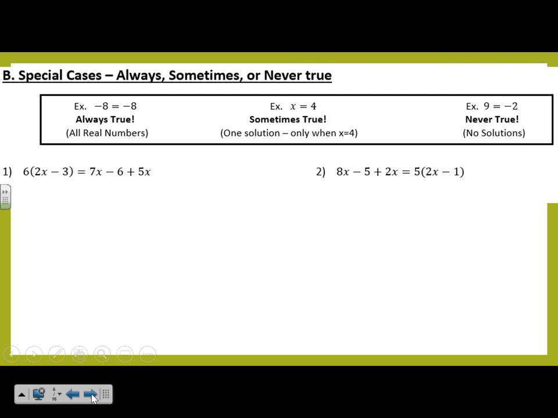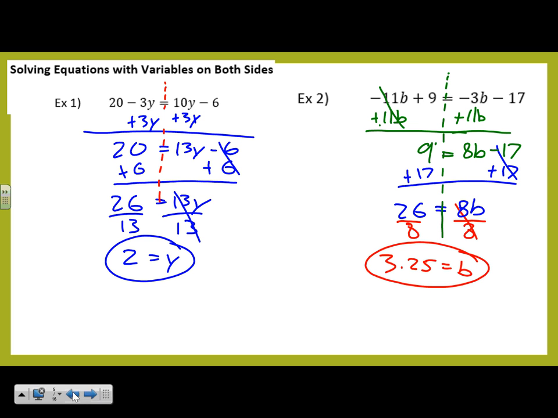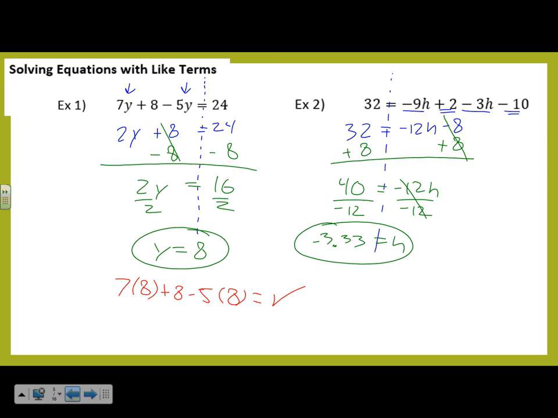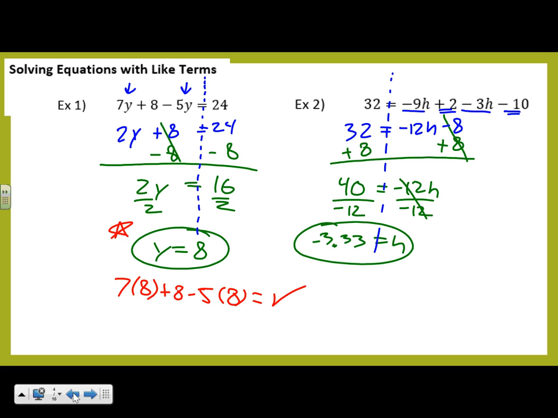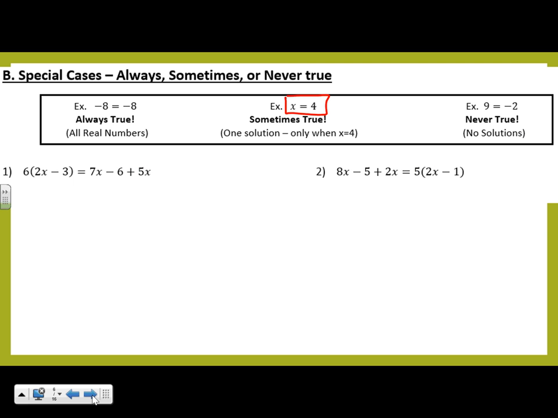Now we have these special cases. So far, all the problems we've done, we've ended up getting an answer like x is equal to something, or a is equal to something. So b is equal to 3.5, y is equal to 2, y is equal to 8, h is equal to negative 3.33.